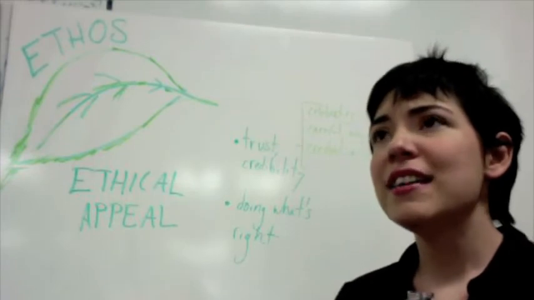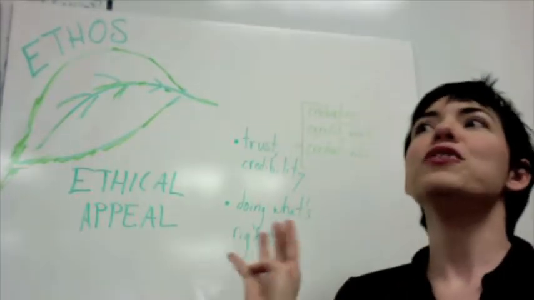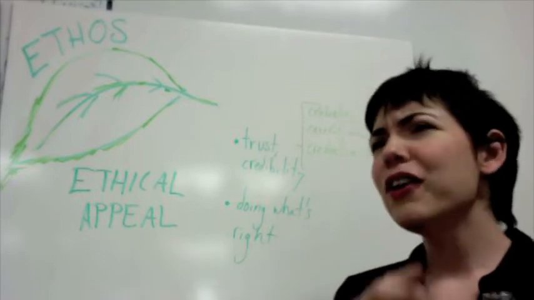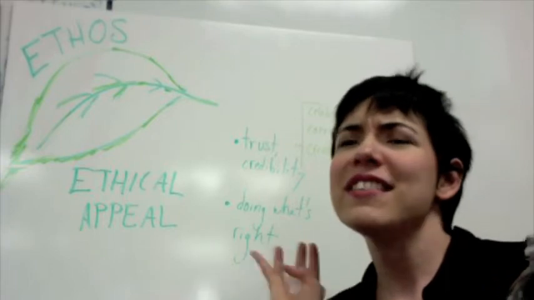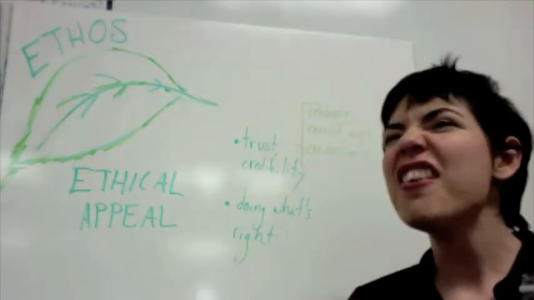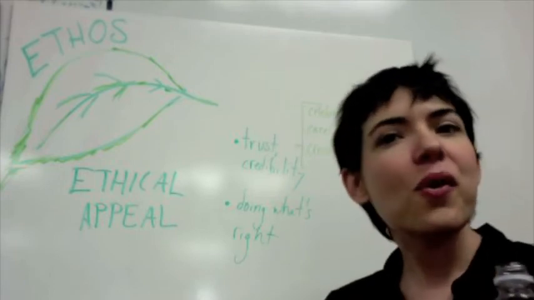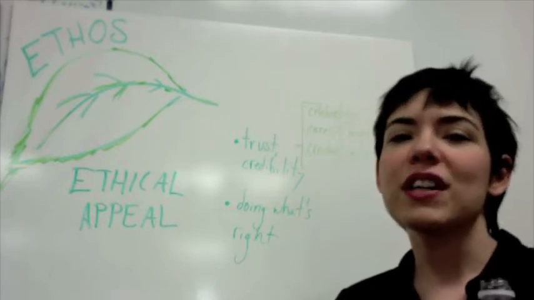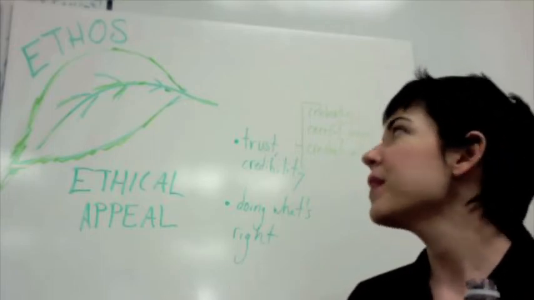Anytime you turn in an essay, let's say, and you have taken the time to proofread your paper, there are no spelling mistakes, it is double-spaced, it is 12-point Times New Roman font, you have done everything exactly as requested, you are demonstrating good ethos as a student. You are showing your credibility already.